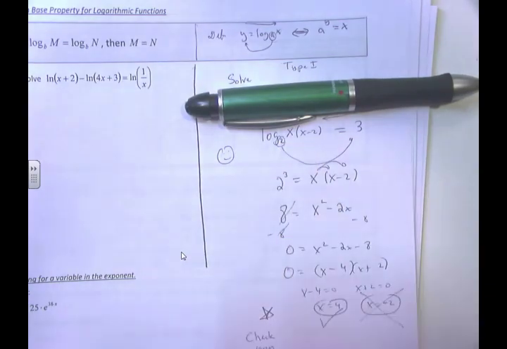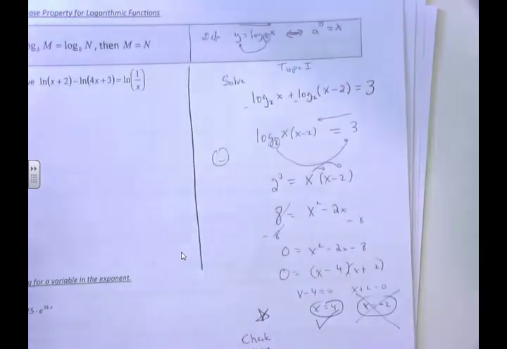So it depends on what the equation originally was. You have to go back to the original equation and check your answer. Okay? So with this one, there's only one answer. The x is 4.